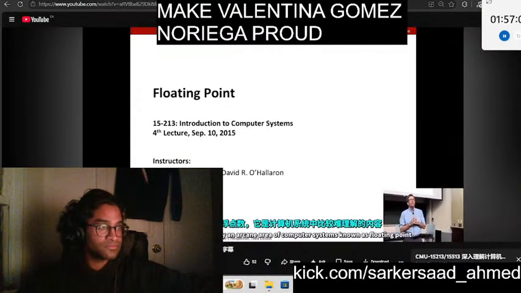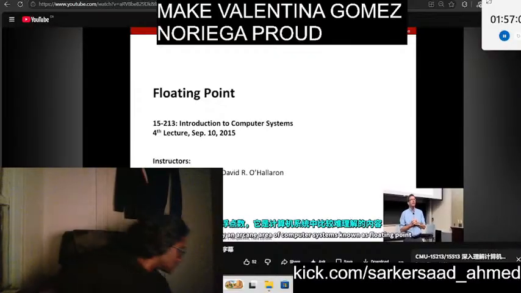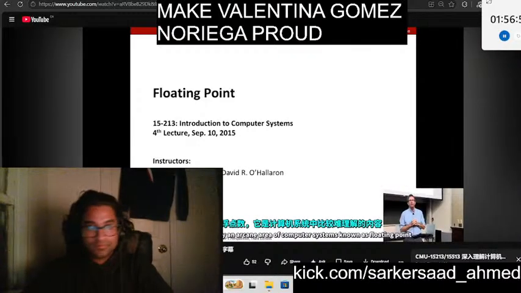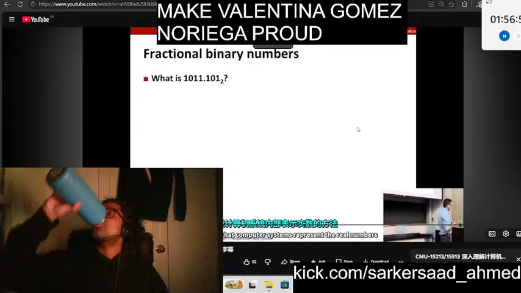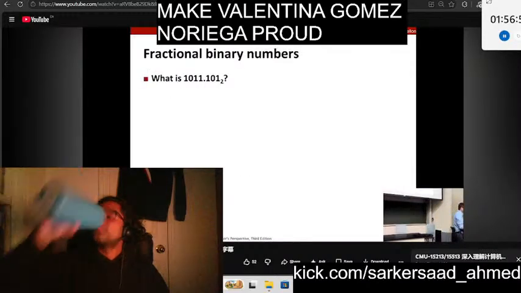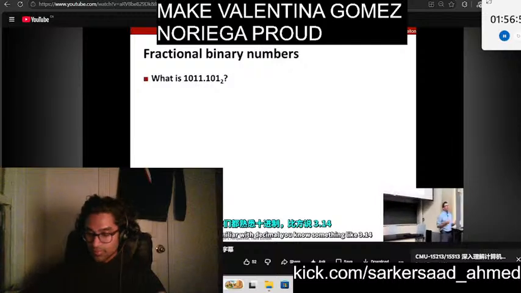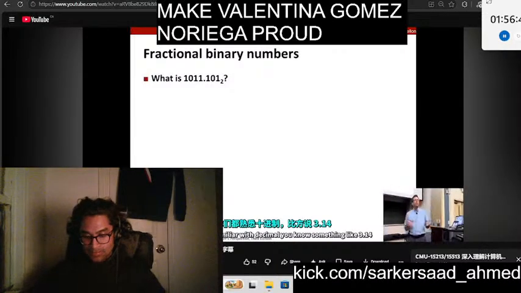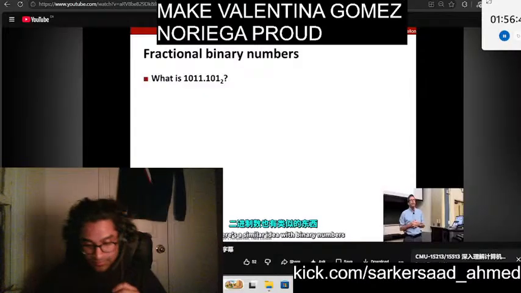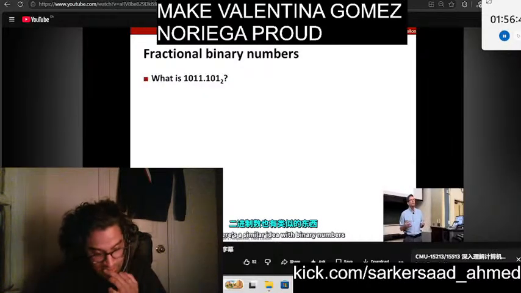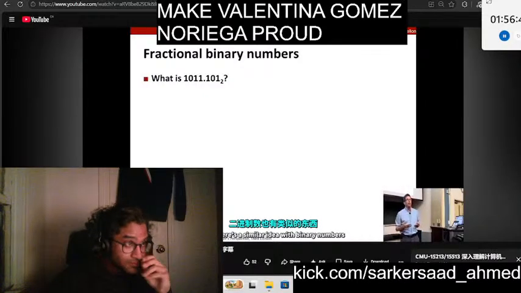So today we're going to study an arcane area of computer systems known as floating point, which is the way that computer systems represent the real numbers. You're all familiar with decimals, something like 3.14, and there's a similar idea with binary numbers.